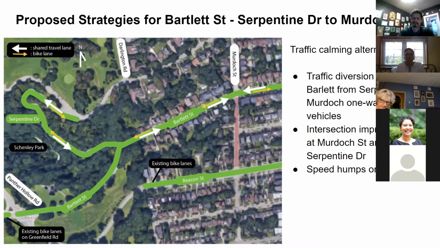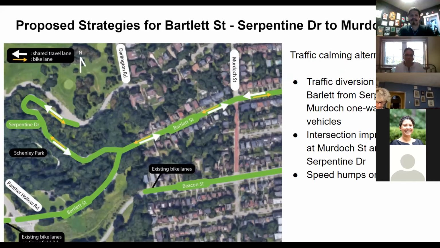So we would implement a traffic diversion so that it wouldn't be possible to use this as a bypass, or opposing one-ways, or at minimum some significant traffic calming in this segment, so that we can hopefully bring down those volumes, but definitely bring down those speeds in this section connecting to Serpentine.